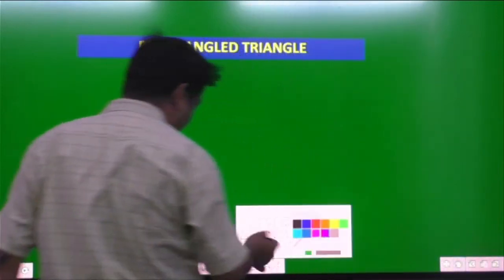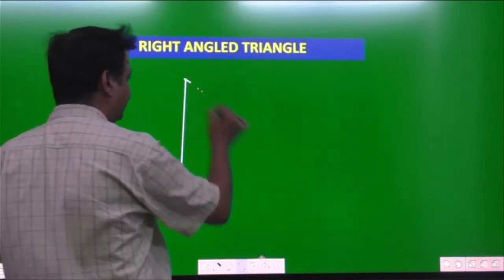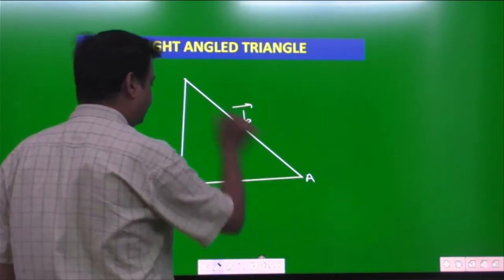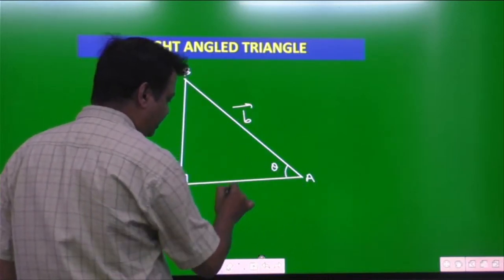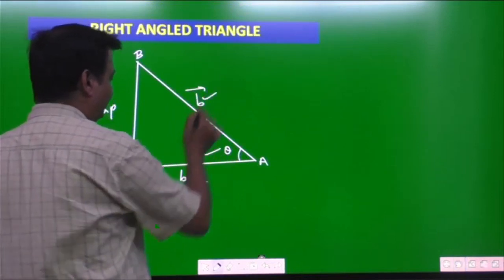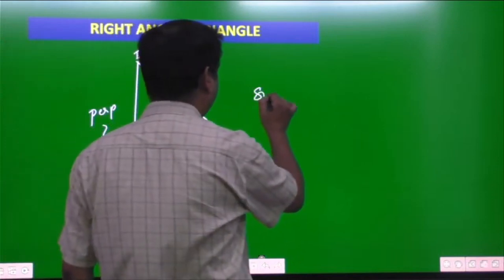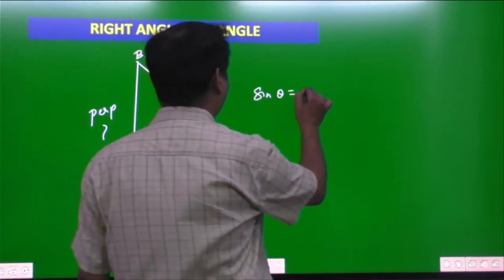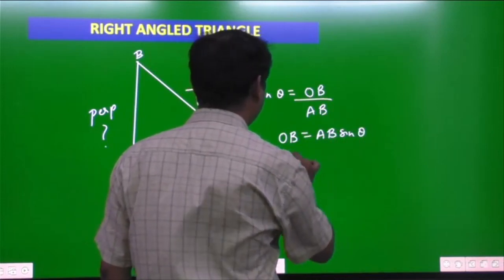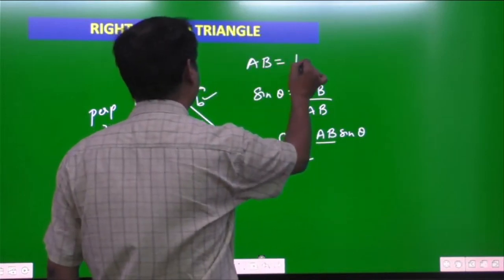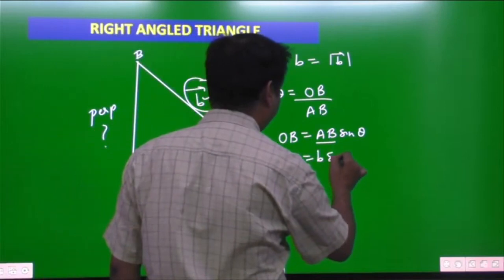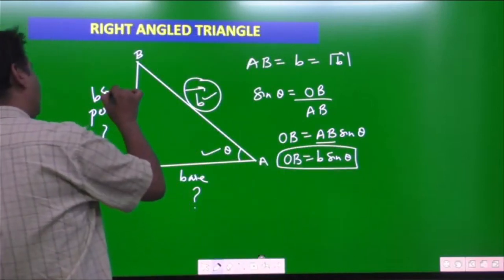Now see one basic property which will be used in many cases. Suppose we have a right angle triangle OAB, this is vector B, and this angle is theta. For this theta, this is the base and this is the perpendicular. Suppose theta is known and B is known, and we have to find the base and the perpendicular. You can apply sine theta: sine is perpendicular by hypotenuse, so you get OB by AB. So OB will be AB sine theta. AB is simply B, the magnitude of vector B. So OB will be B sine theta, so this perpendicular is B sine theta.